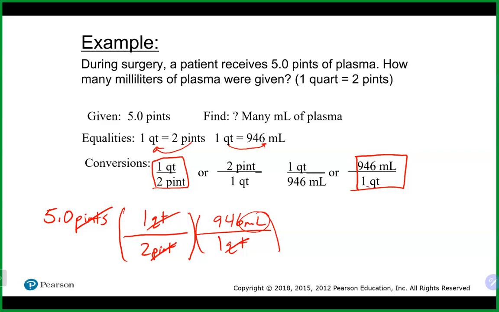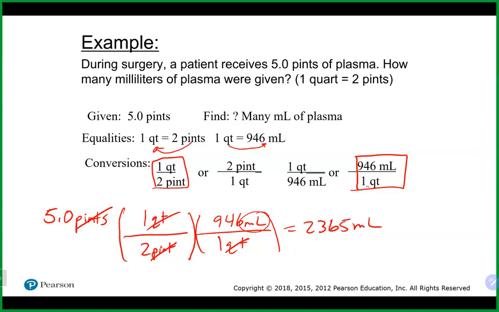So here we're going to take 5 times 946. We're going to hit equals. We're going to divide it by 2 and hit equals, and 2365, I think it says on my calculator here, 2365 milliliters.